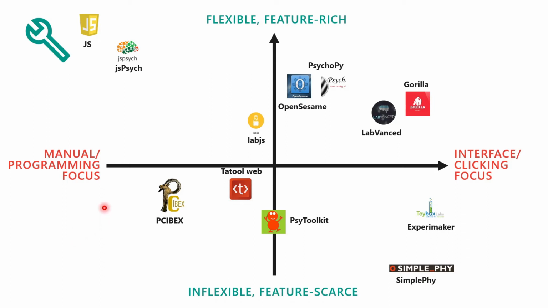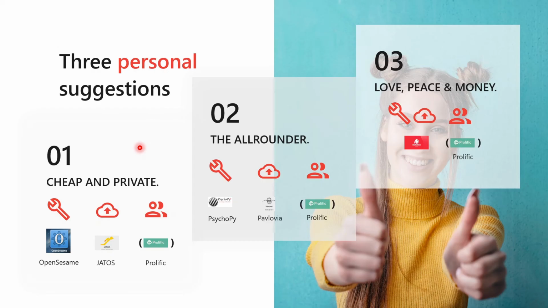Obviously, you can go pretty flexible and pretty programming heavy if you want. So if you program your experiment in base JavaScript, then you have all the flexibility the web offers you, but you might also need a lot of programming skills. So my first suggestion I called cheap and private, because it's cheap, well, it doesn't cost much money. It only costs for recruiting participants. If you do that on your own, so if you distribute your links to the experiment yourself, then it doesn't cost anything.